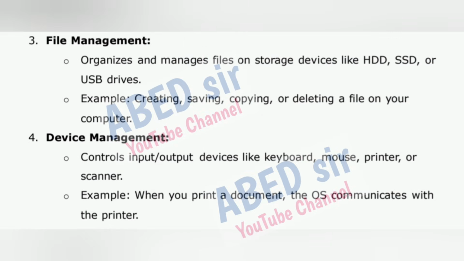3. File management. Organizes and manages files on storage devices like HDD, SSD, or USB drives. Example: creating, saving, copying, or deleting a file on your computer. 4. Device management. Controls input-output devices like keyboard, mouse, printer, or scanner. Example: when you print a document, the OS communicates with the printer.